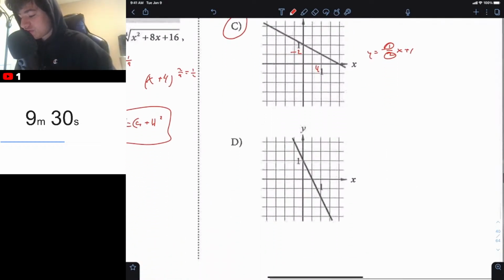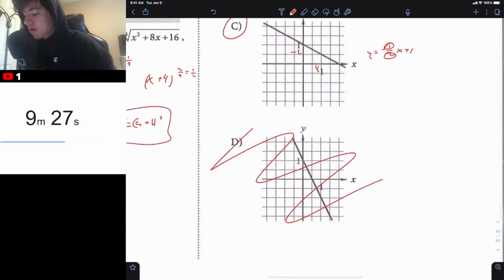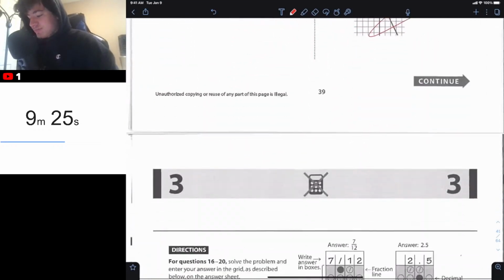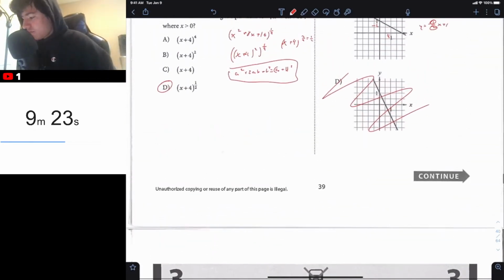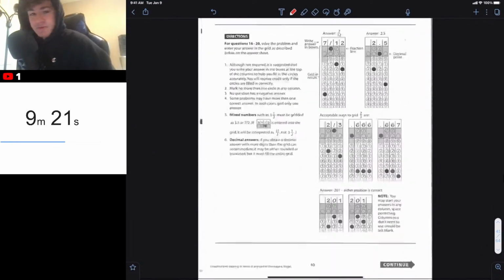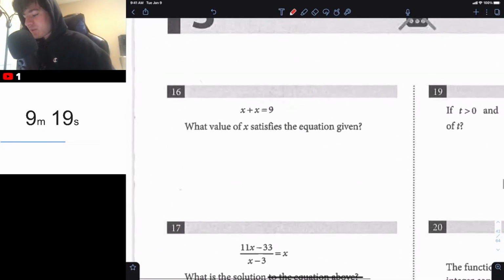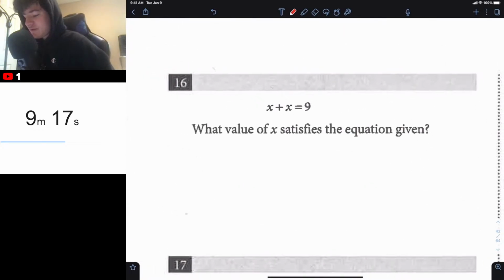And if you do this one, you'll see that a is actually greater than b, making that not the answer. All right, on to the free response. That was pretty good so far. Nothing too crazy. x plus x equals 9. What value of x satisfies the equation given?